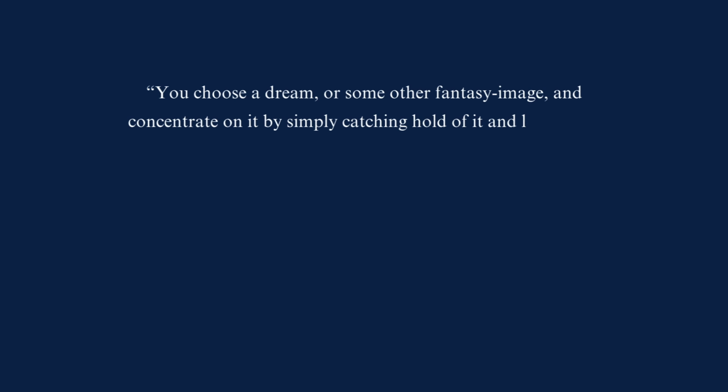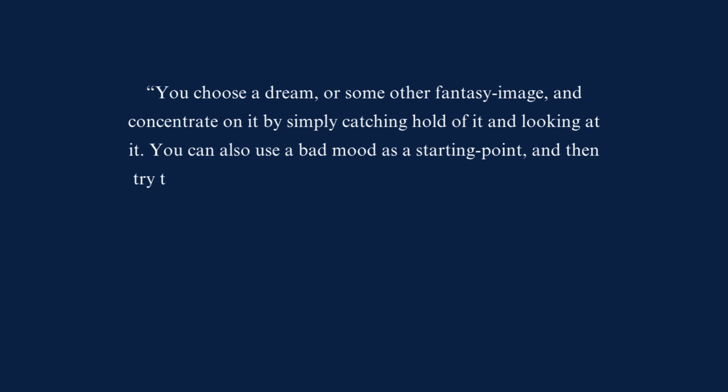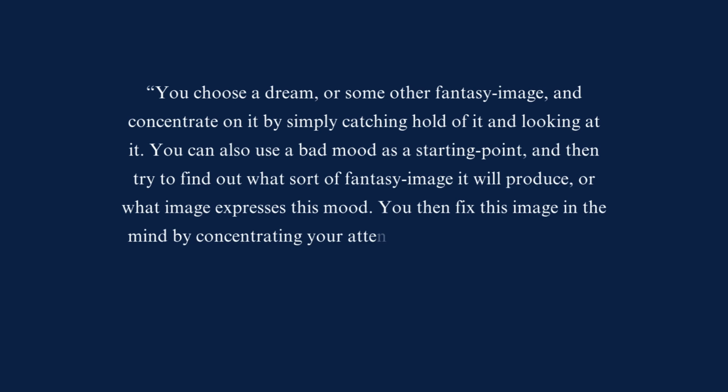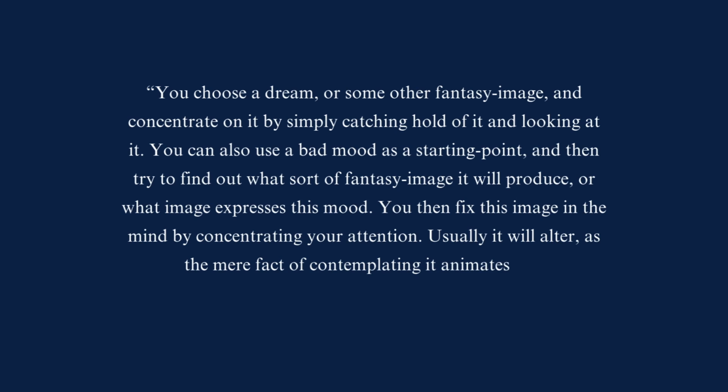So the way Jung explained this was that you choose a dream or some fantasy image and concentrate on it by simply catching hold of it and looking at it. You can also use a bad mood as a starting point and then try to find out what sort of fantasy image it will produce or what image expresses this mood. You then fix this image in the mind by concentrating your attention. Usually it will alter as the mere fact of contemplating it animates it.